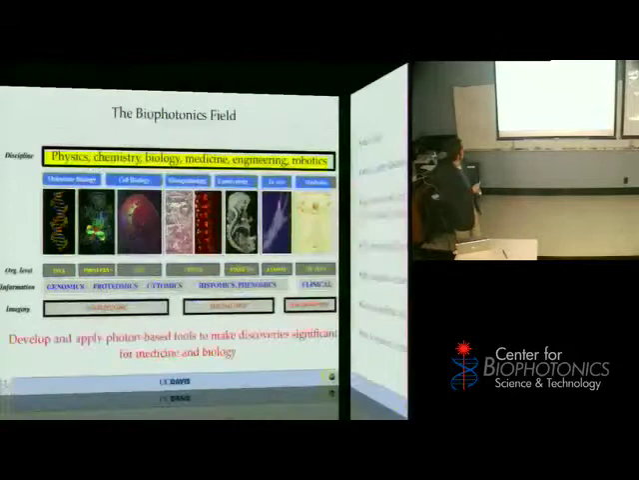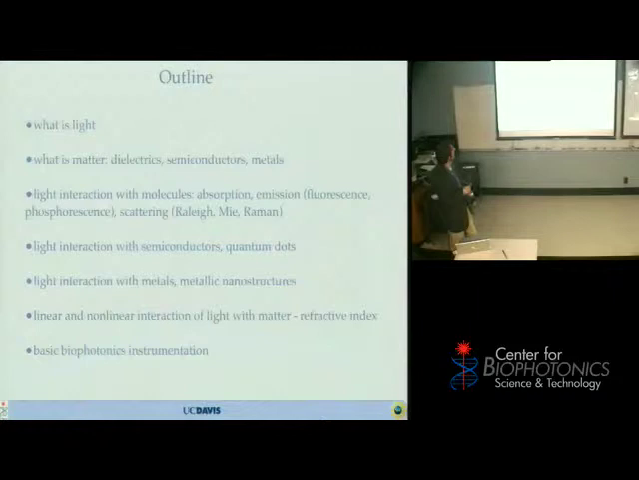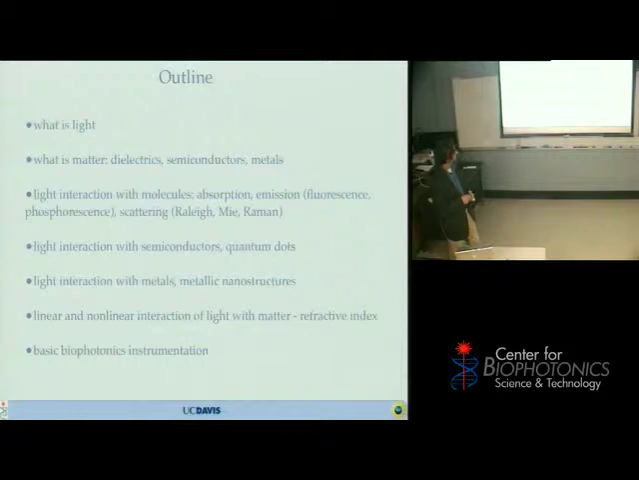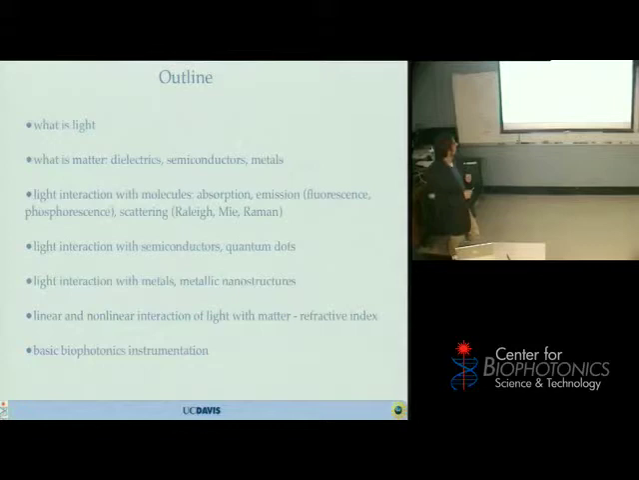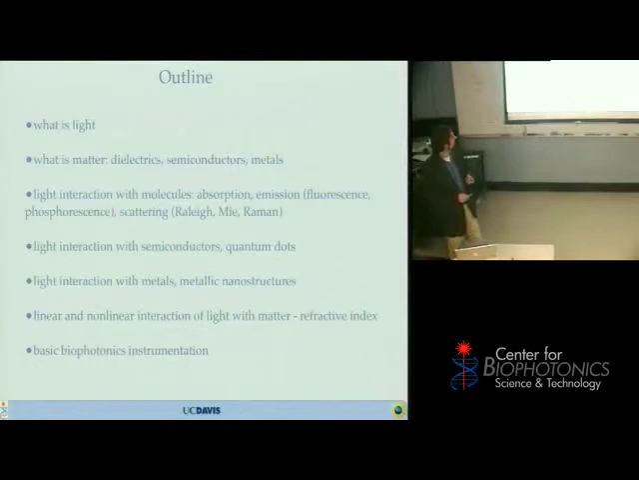Okay, so the outline of the talk is, first of all, briefly, what is light, which you probably know very well. What is matter? How they interact, different ways of interaction. Interaction with molecules first, then interaction with semiconductors as a different component of matter. Interaction with metallic nanostructures, metallic nanoparticles. And then linear versus nonlinear types of interaction, because many technologies are developed based on the nonlinear interaction of light with matter. And then at the end, a little bit about the basics of biophotonics instrumentation.